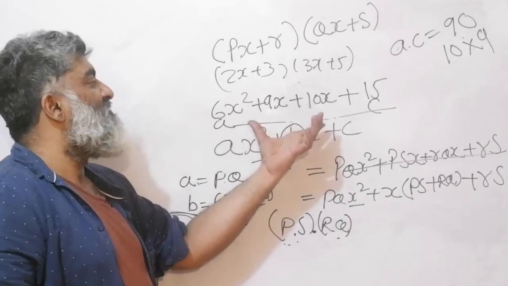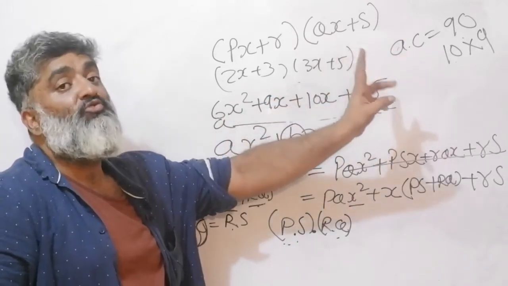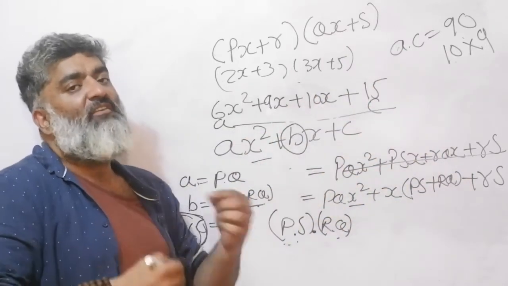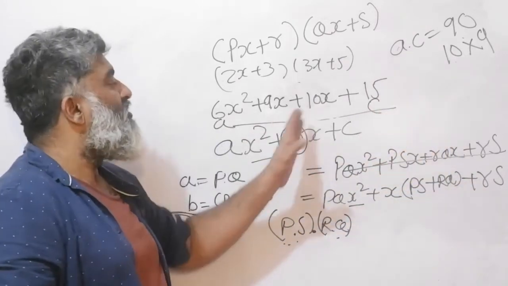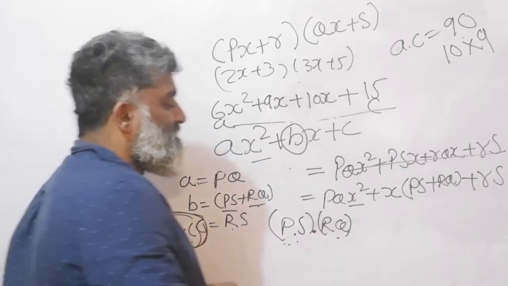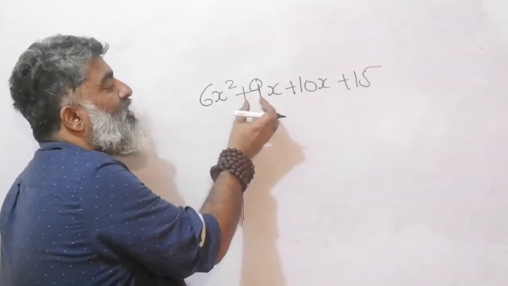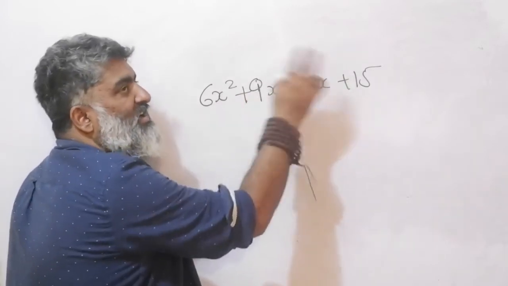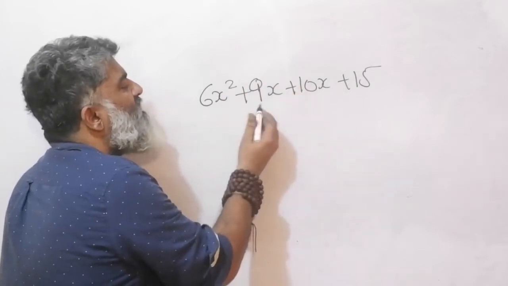Then I went to this example and I saw 6 into 15 gives me 90. The product of two terms is 90 and the sum is 19. What are those two terms? After a little bit of trial and error, we got to that 10 and 9. Now let's split the expression and see how this will make our factorization easy. So I have split the middle term, that 19x is now looking like 9x and 10x, and what is the shortcut? 6 into 15 is 90. Look for two numbers whose product is 90 and the sum is 19. Now factorize.